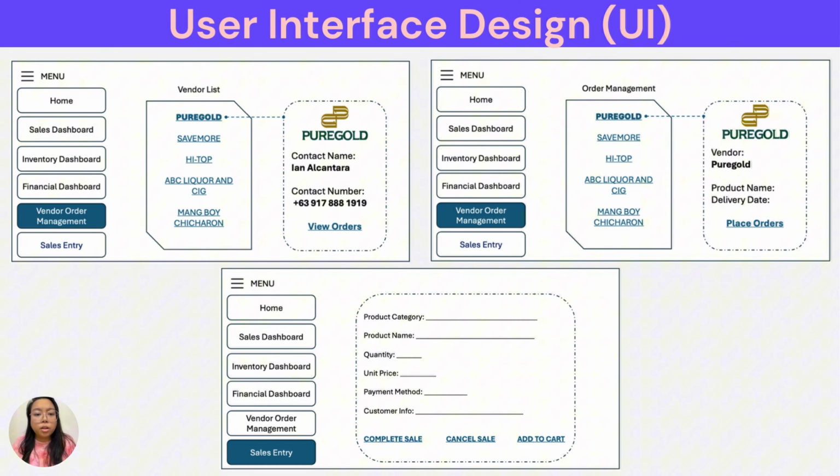And then under vendor order management as well, there is the order management. This is where now the storekeeper or the owner will have to select the vendor and place the orders. So we have here the product name and when they want the products to be delivered in their store.